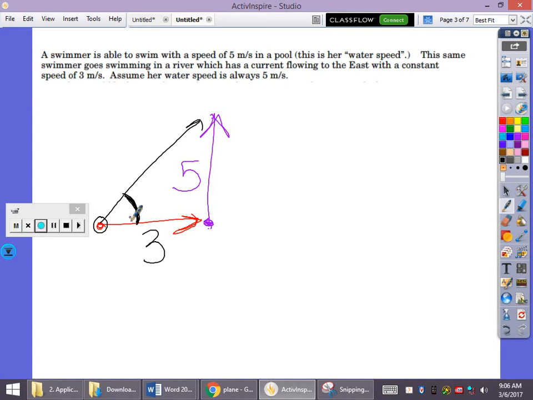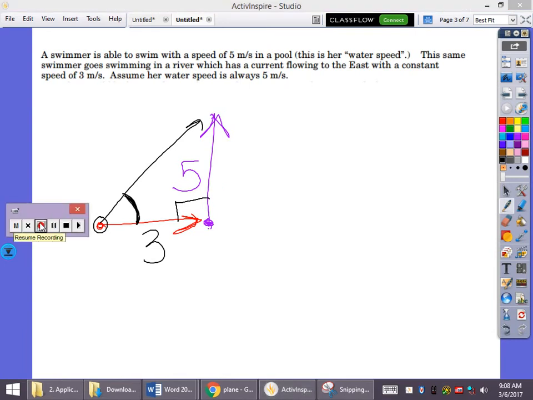And again, it's pure north, pure east, which makes it what type of triangle? Right triangle. It is not 4. 3, 4, 5 only works if the hypotenuse is 5. The hypotenuse is missing.